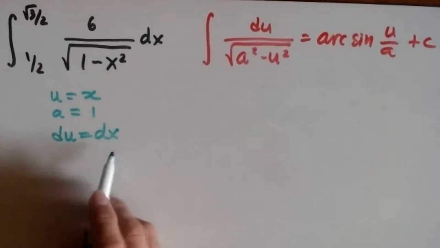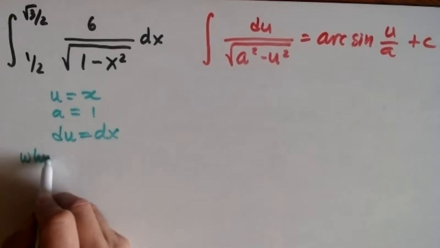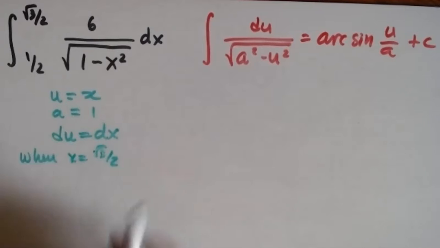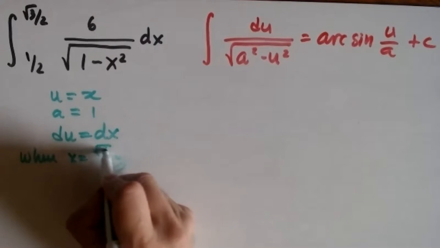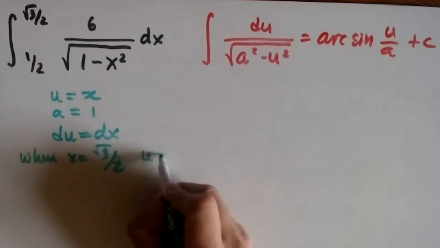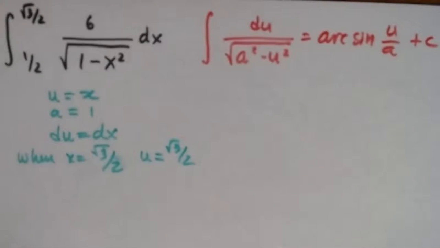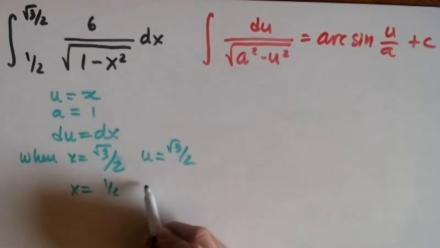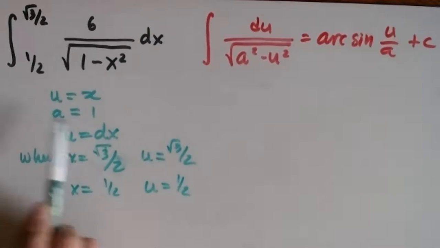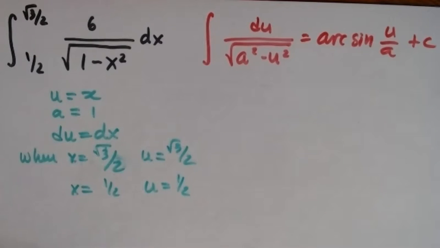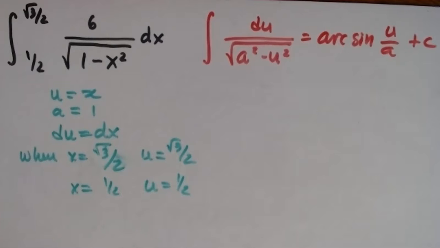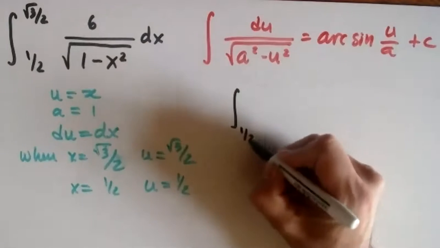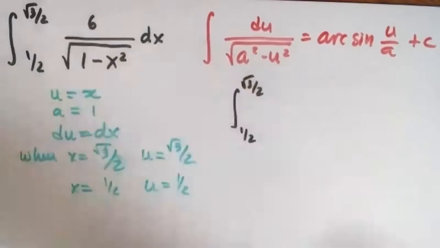So in this case, there is no problem because when x is the square root of 3 over 2, let me just put this one, the square root of 3 over 2, the u is going to be also the square root of 3 over 2 because they are the same. So when the x is 1/2, the u is also 1/2. In this case, there is no change because the variable change is the same. So the only thing I have to do is, okay, let me just write my integral. So it's the integral from 1/2 to the square root of 3 over 2.